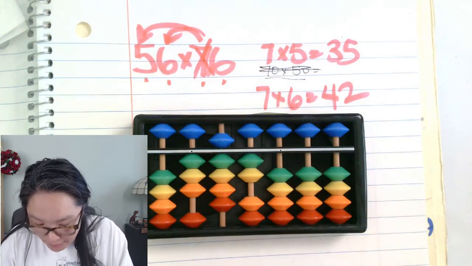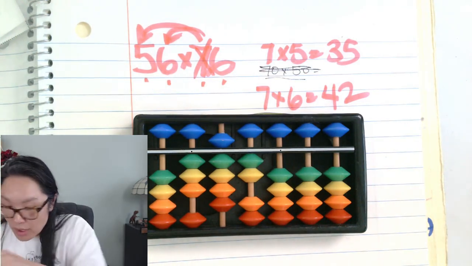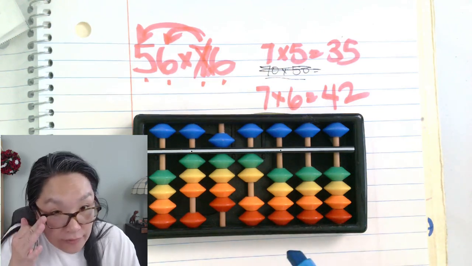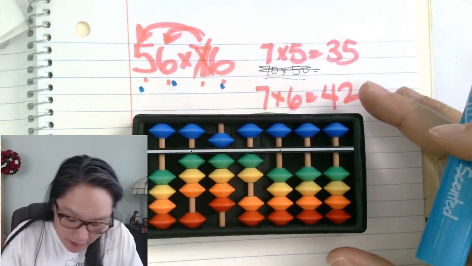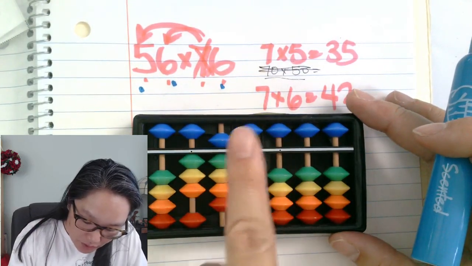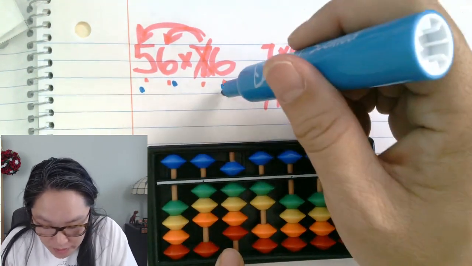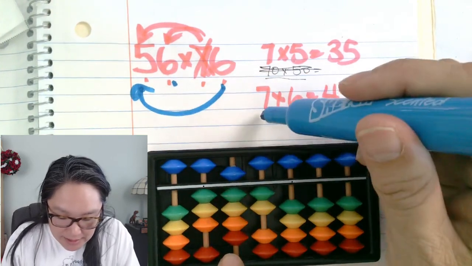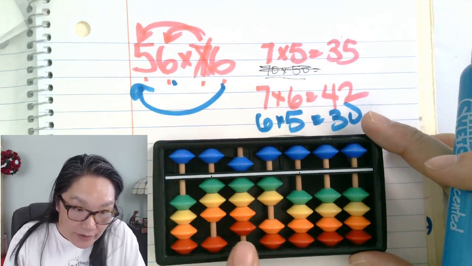I'm done with the 7, so now I've got to reassess. When I reassess, I need to count again. How many digits are left in the question? 1, 2, 3. So all I did was count my digits. 1, 2, 3. Now I'm going to do 6 times 5. 6 times 5 is equal to 30. Notice I have to add 30.